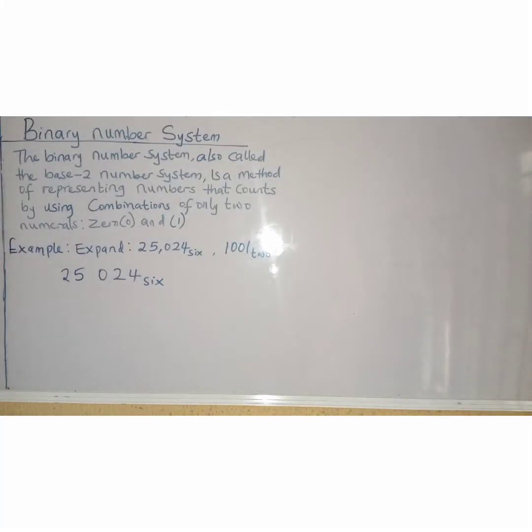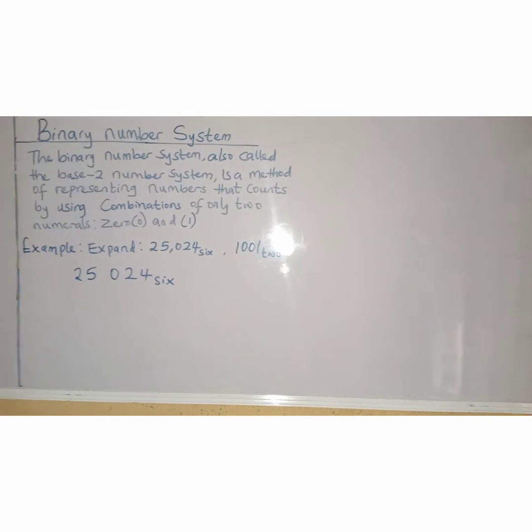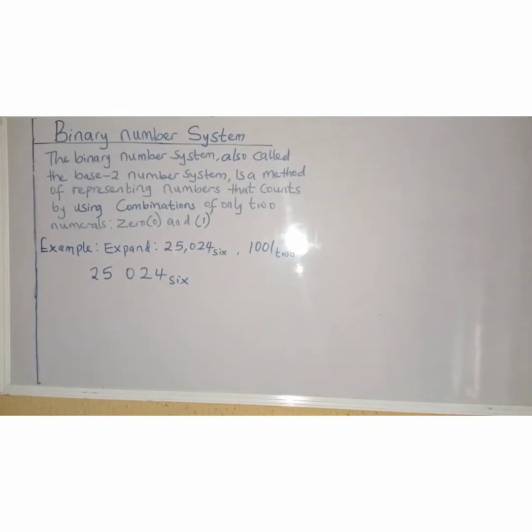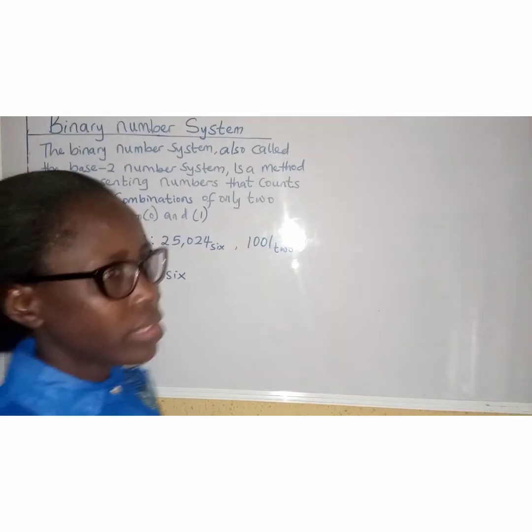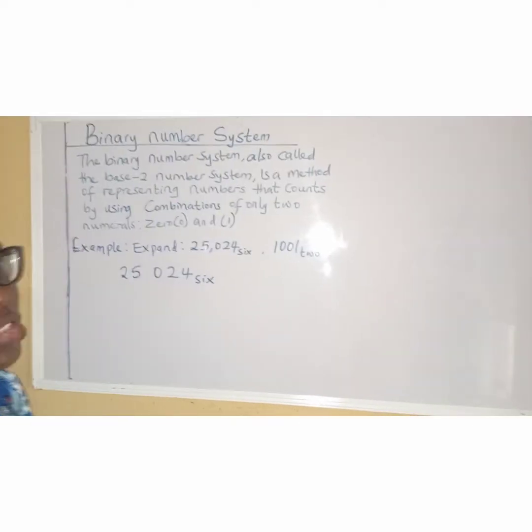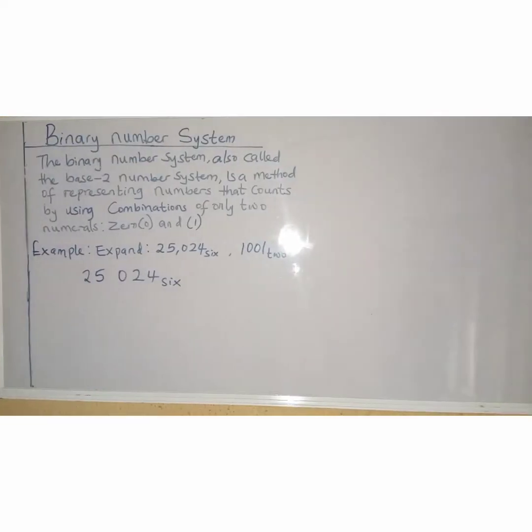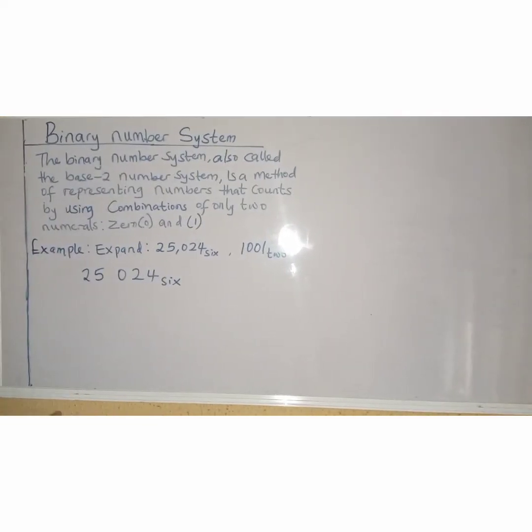Our topic today is binary number system. And what is binary number system? It's also called the base 2 number system. It's a method of representing numbers that counts by using combination of only two numerals, which are 0 and 1. That's just a background knowledge for you. That is a binary system.